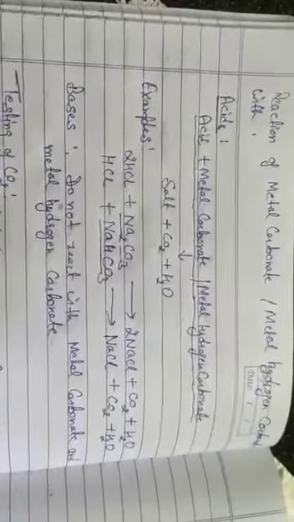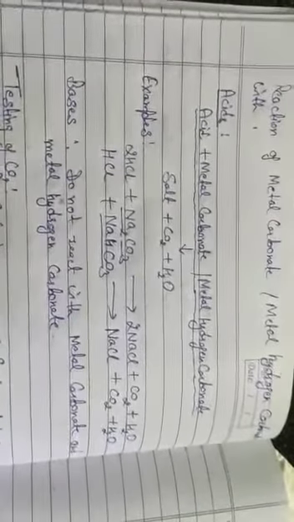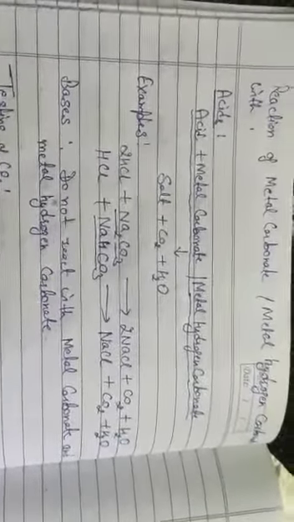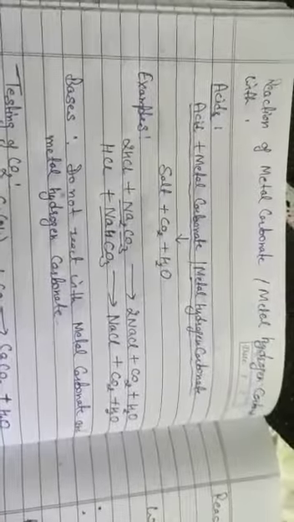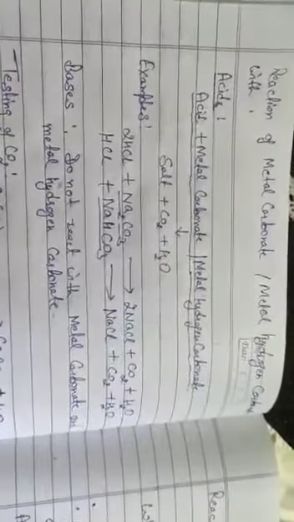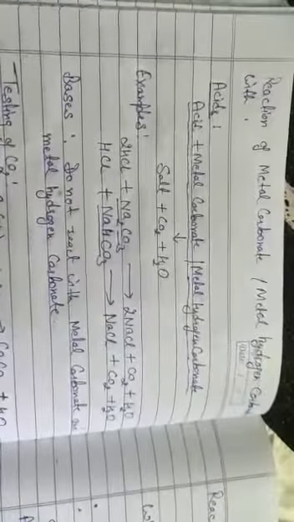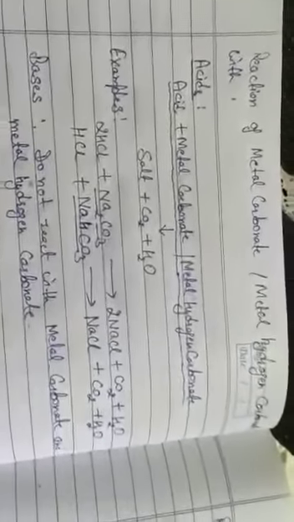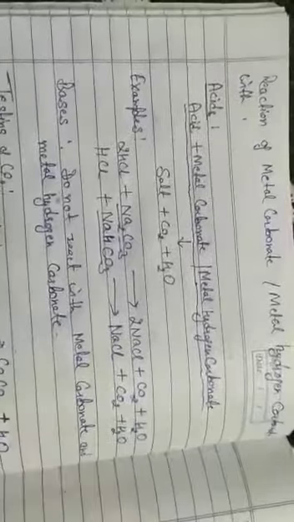Yesterday we started a chapter of class 10th chemistry, acid, base and salt. We discussed some points like acids, bases, alkalis, indicators and the reaction of acid base with metals. Today we discuss the reaction of metal carbonate and metal hydrogen carbonate with acids and bases.